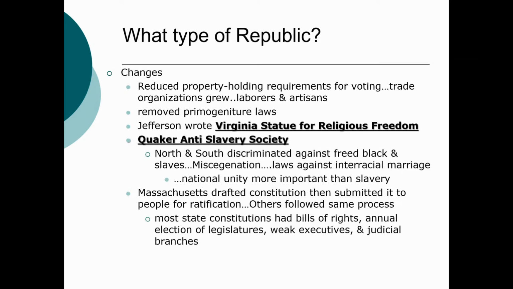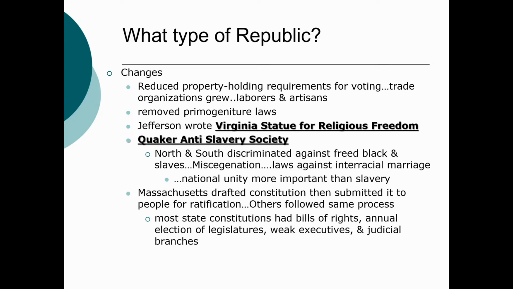There will be some changes after the American Revolution. Most states, because they're states now, will start to reduce property requirements, so they'll allow all white men to vote. New trade organizations grew, and there was a larger middle class of laborers and artisans. A lot of states will remove primogeniture laws. Primogeniture laws were laws that came from Britain that said the oldest son inherits everything. A lot of the states will get rid of that.